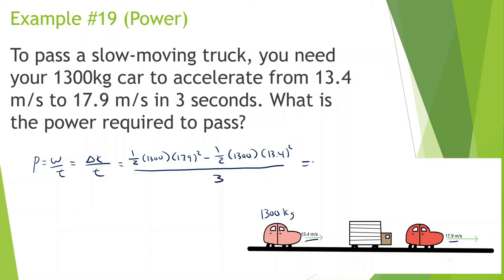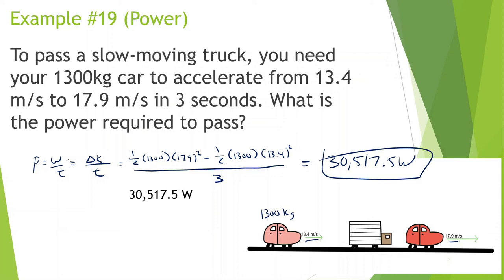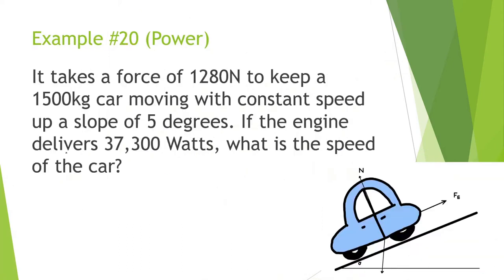So let's put that all into my calculator. 17.9 squared times 1,300 times 0.5, minus 13.4 squared times 1,300 times 0.5, divided by 3. And what we get is around 30,517.5 watts. Okay. So just remember, you're going to see some things like this. Just remember all the ways we can find work. There are many ways.